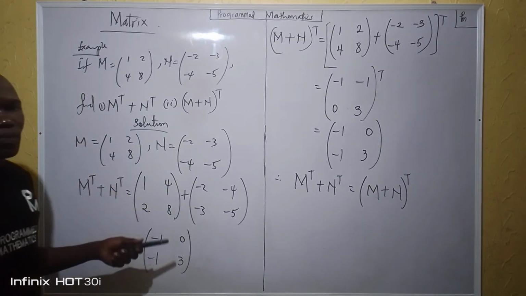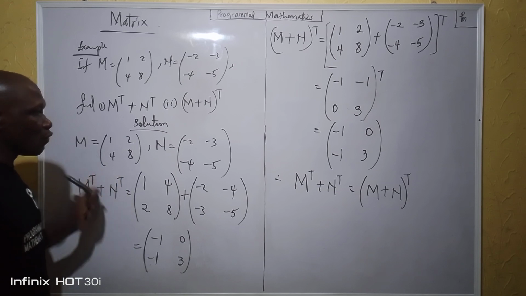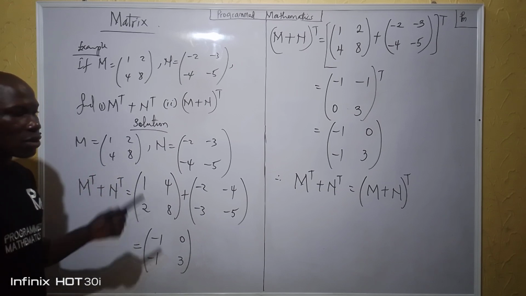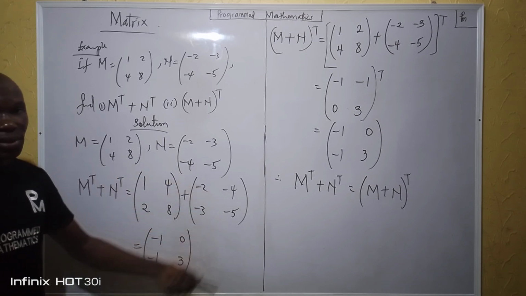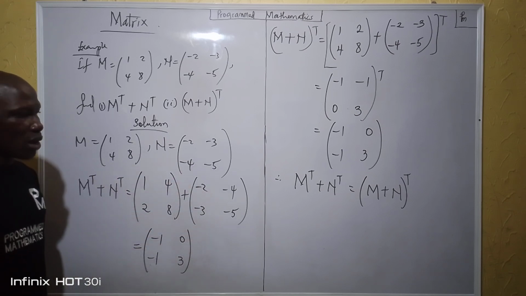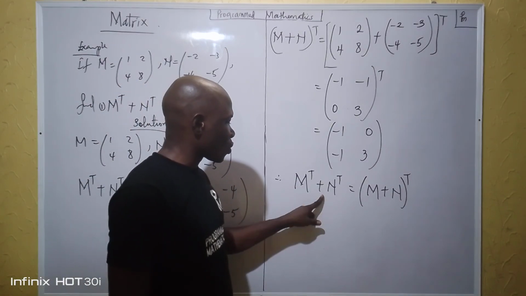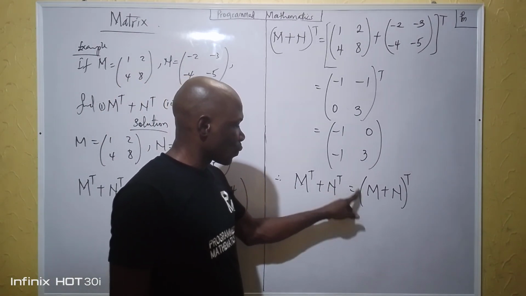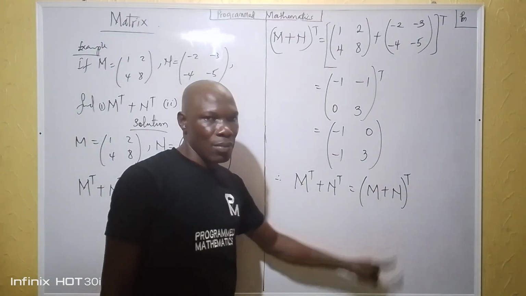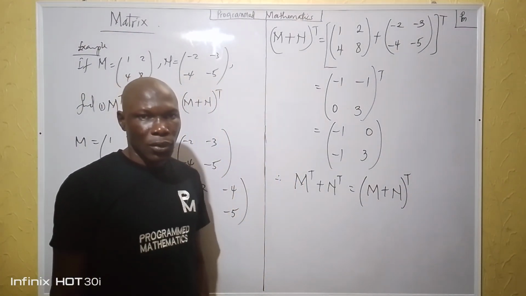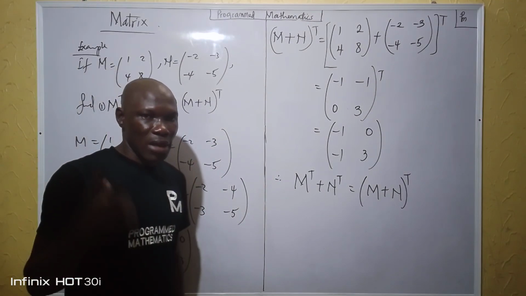And this is one other property of the transpose of a matrix that I mentioned in one of the videos, that I said we will discuss again after discussing addition of matrices. So in this case, the transpose of matrix M plus the transpose of matrix N will give us the transpose of the sum of matrix M and N. So that is a revision on addition of matrices.